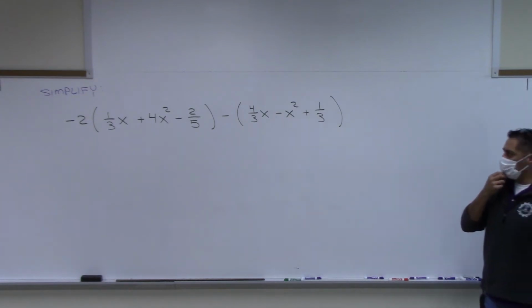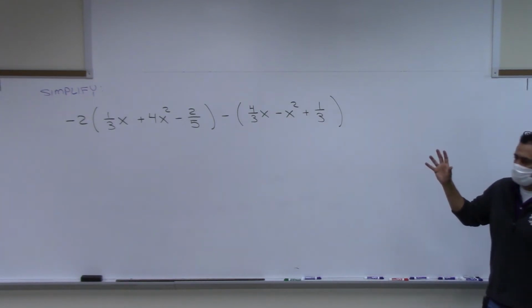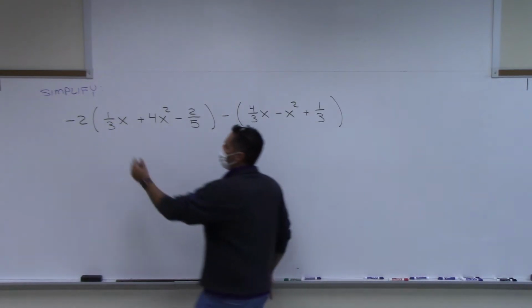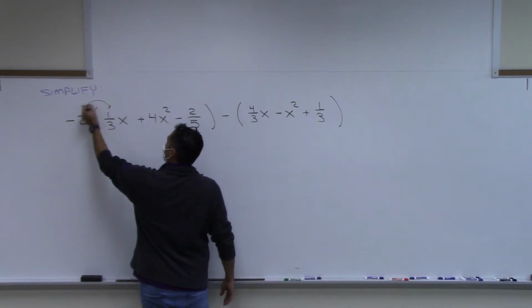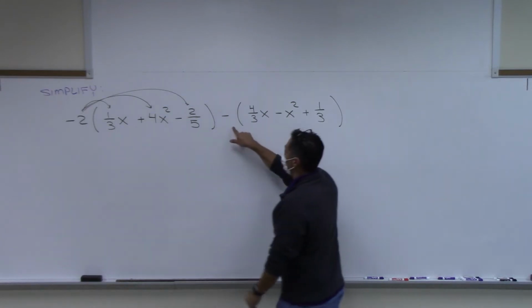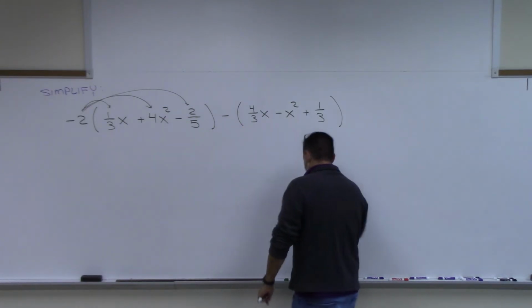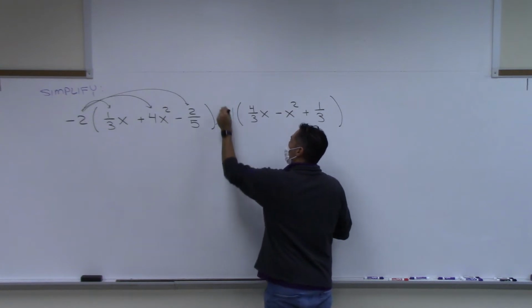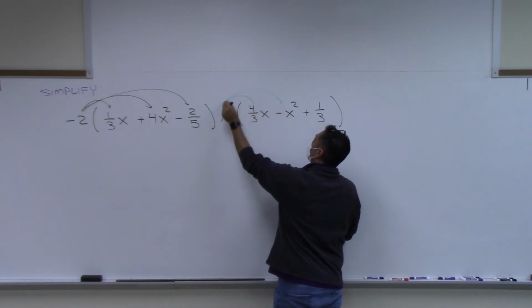But I first need to free everything from the parentheses. So I'm going to have to distribute this through here, here, and here. I'm also going to have to distribute this minus, like a -1, through here, here, and here.